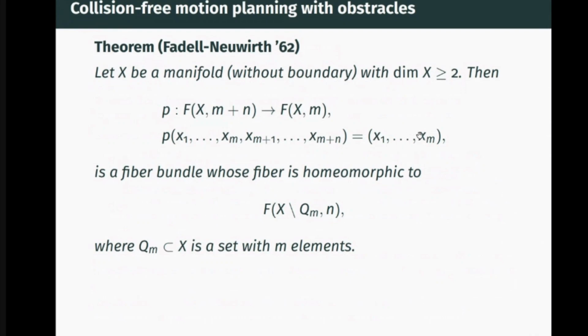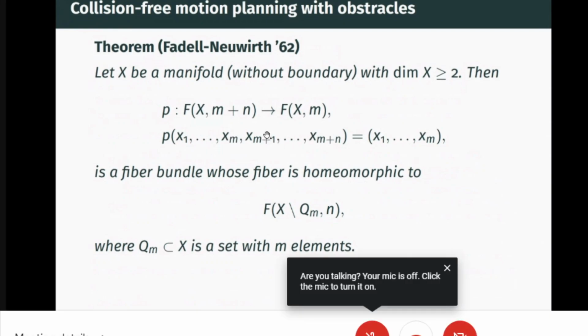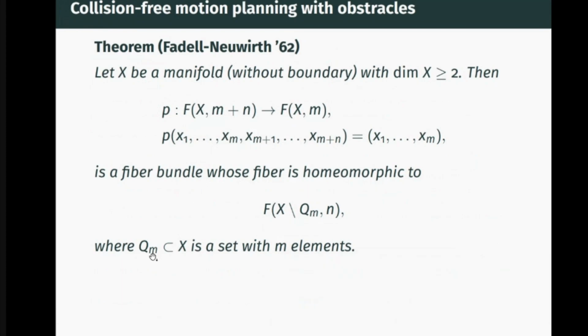The fiber is homeomorphic to the following: if we fix some points x1 to xm, they are taken out, and the additional condition is that the remaining n points do not meet any of these points. So the fiber is the configuration space of n points in X minus Q_m, where Q_m is a set with m elements. It turns out that if we change Q_m, this stays homeomorphic. This is of course non-trivial, but this works.